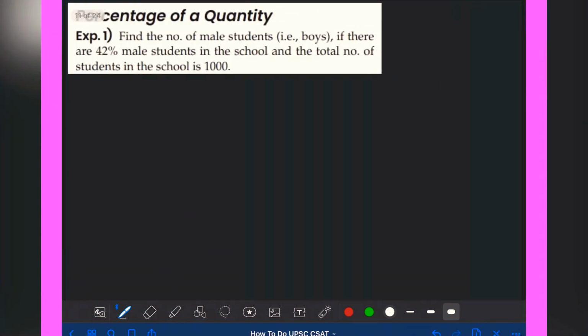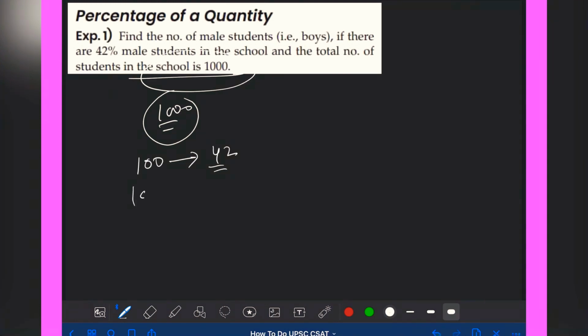Like this is the question. These are very small questions. We are just beginning, so I'm telling you from scratch, right? Find the number of male students if there are 42% male students in the school and the total number of students is 1000. This is a very easy question. As I told you, 100% means 100. So if out of 100 it is 42, then out of 1000 how many will it be?